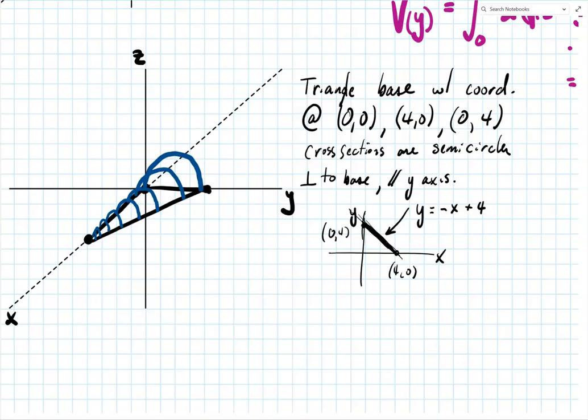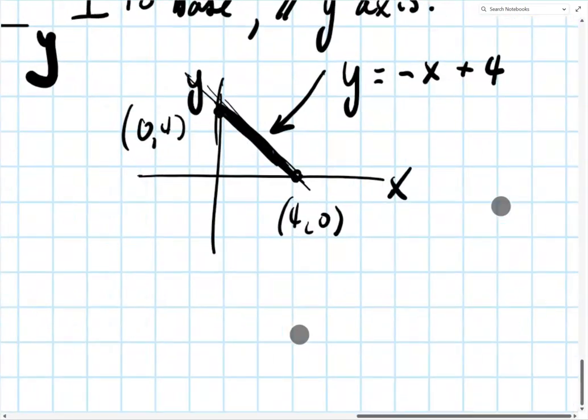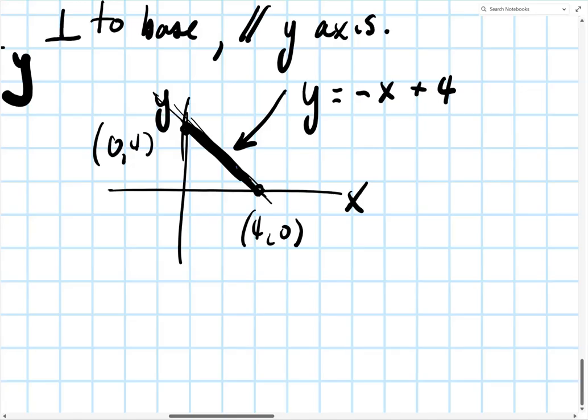triangle. Now, I think what helps here is recognizing this boundary line right here that goes between 0, 4 and 4, 0 on the x and y axes. If I turn to a traditional Cartesian 2D coordinate system, that's this shape in this orientation, so 0, 4, and 4, 0.